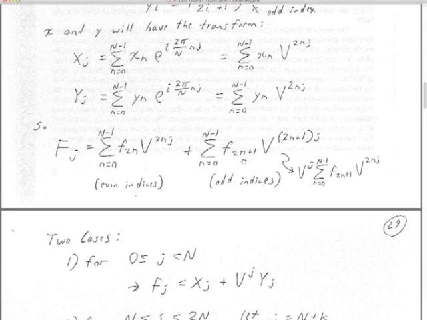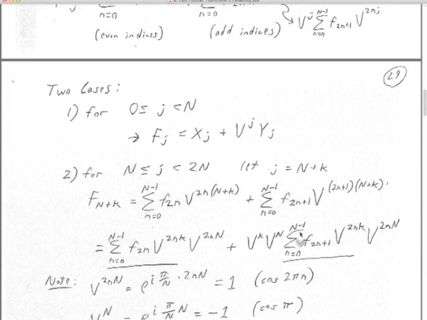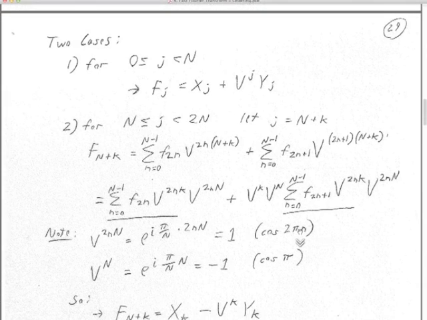Okay, and then we pull out the extra v in here. We have still 2n times j, but then we add a v. So the v to the power j comes out in the second term of the sum here. All right, so what do we need to do to make this combination?